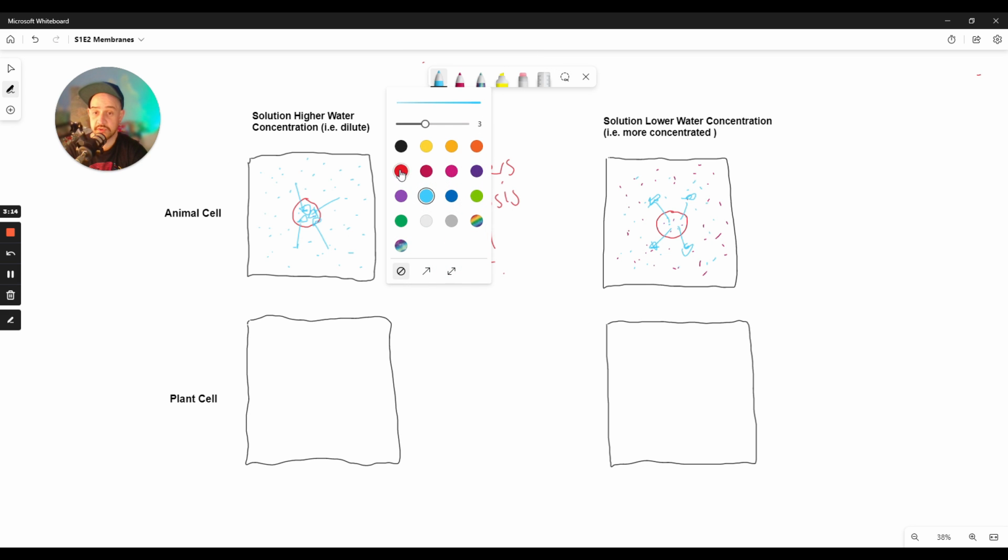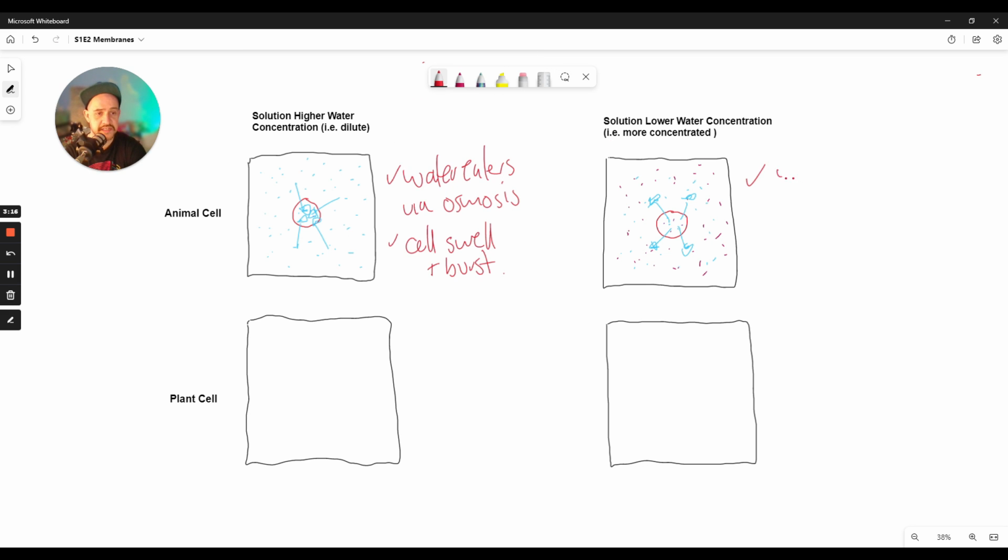So that's our first point that we need to make. Water leaves the cell by osmosis. Don't forget to say that. And what happens is the cell is then going to shrivel. It's not going to burst, because it's the opposite from the other process. Simply, the cell will shrivel.